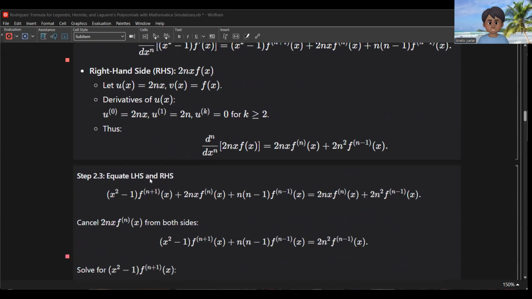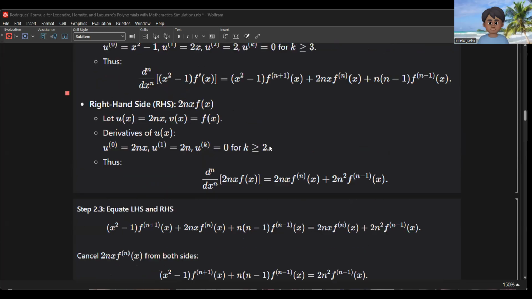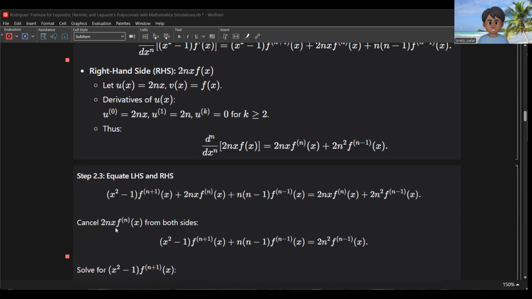So we equate the left-hand side and the right-hand side. This is the left-hand side and this is the right-hand side. Then we cancel 2nx times the n-th derivative of f of x.